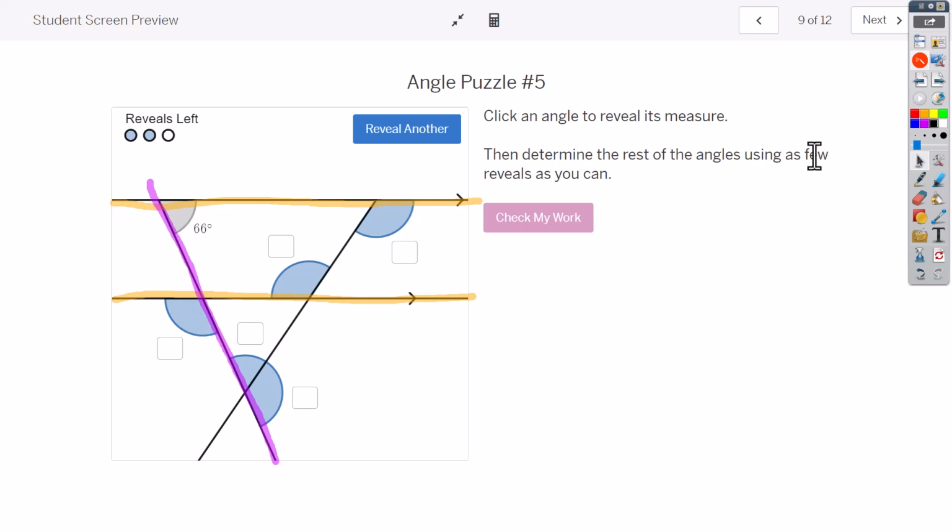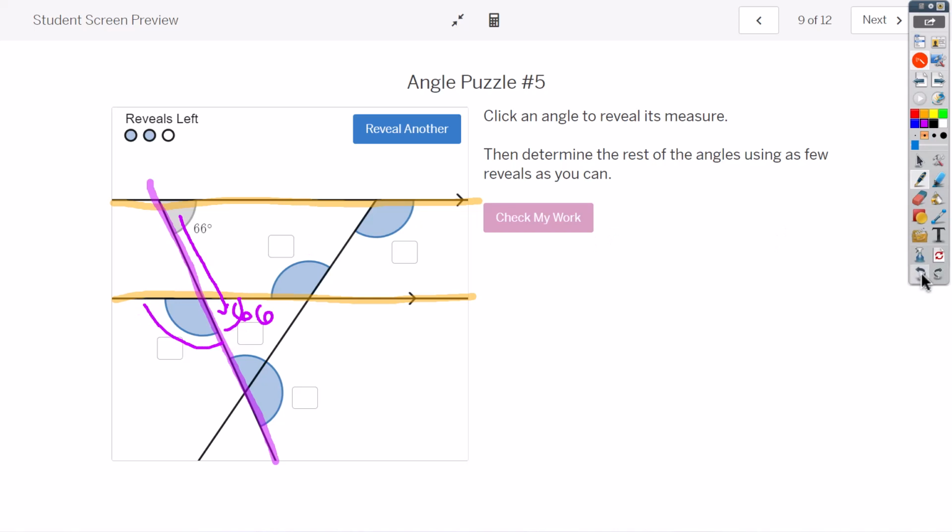What I can do is translate this. Let me see if I can draw this. Translate this angle down to this one that's not marked, but I know that's 66 degrees. I know it's congruent to the one above it. So if that's 66 degrees, I should be able to figure out that these two should add up to 180.